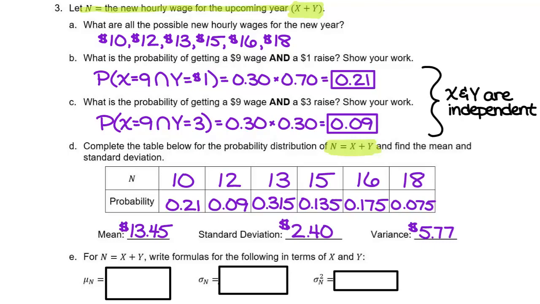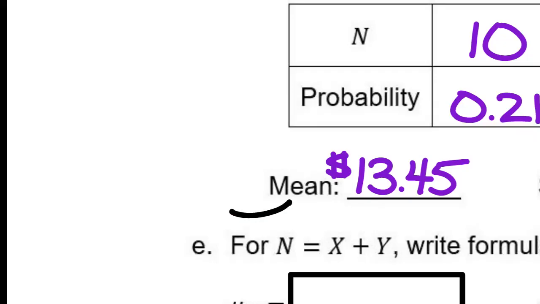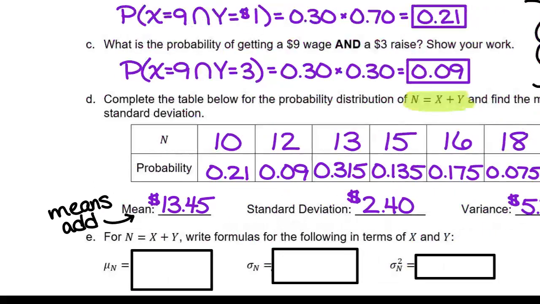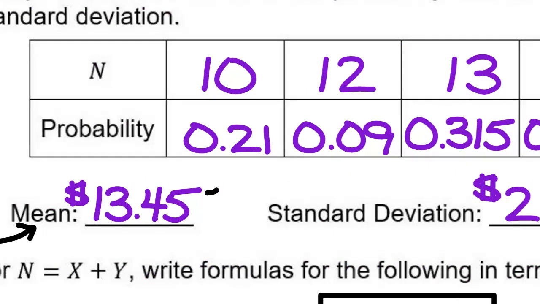What would you do with the mean of x and the mean of y to get this combined mean? Add them together. The means add. So a general rule that I could use for that, to find the mean of my combined, we take the mu of x plus the mu of y.